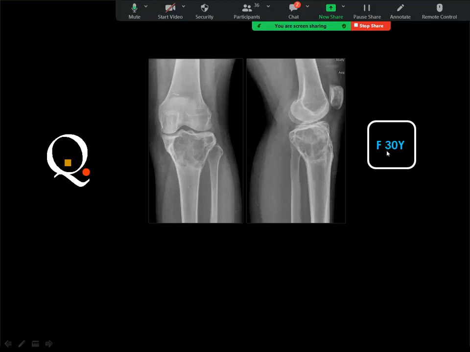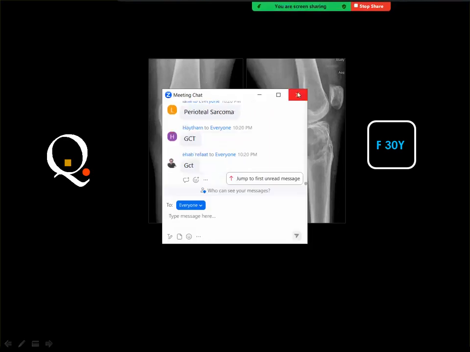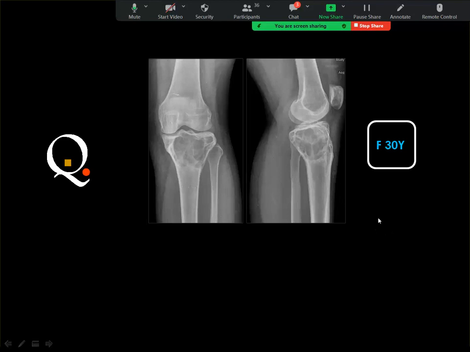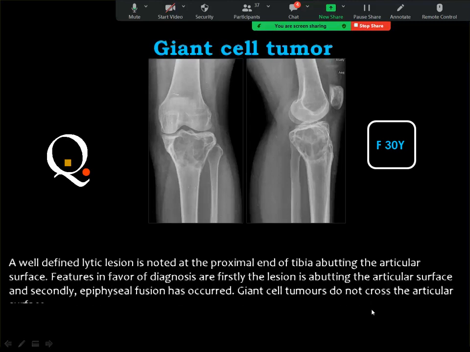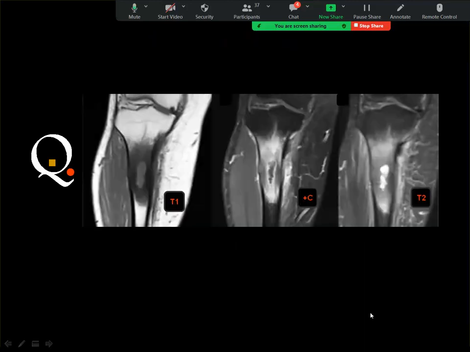Next case is a female patient, 30 years old, with a lesion in the tibia. Yes, and this is giant cell tumor. It is not an aneurysmal bone cyst because, number one, the epiphyses have been closed, meaning that the patient is older, more than 20 years. Then you have an expanding lesion touching the articular surface of the bone, with no periosteal reaction and no extraosseous soft tissue components, then you think of giant cell tumor. Next case.